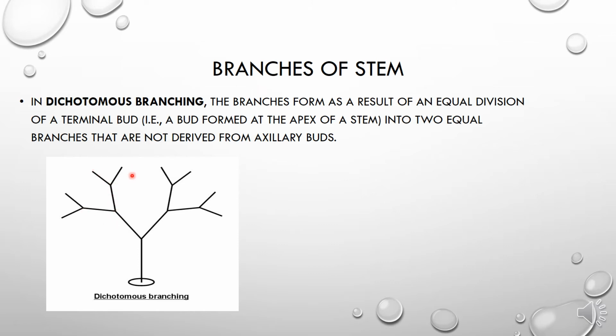So this type of branching system of the stem is called dichotomous branching, in which branches appear from the apical portion of the stem or from the terminal bud, and all the branches are further divided into two equal branches, and so on. In this case, no axillary buds divide into branches.